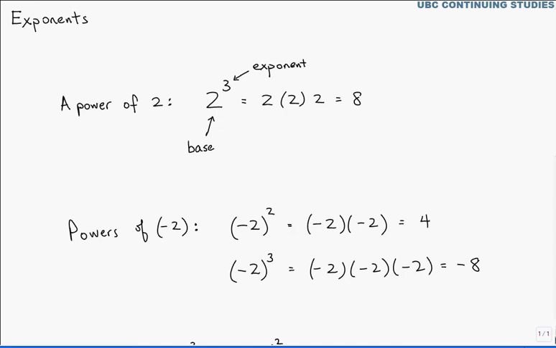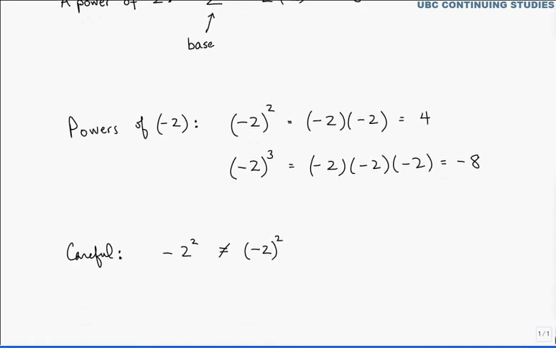Now, one thing to be really careful about is in the first case here, I've got a negative sign, a 2, and an exponent of 2. In the second case, I have brackets enclosing the base -2. So in the first case here, the base is actually 2. Whereas in the second example here, the base is actually -2.